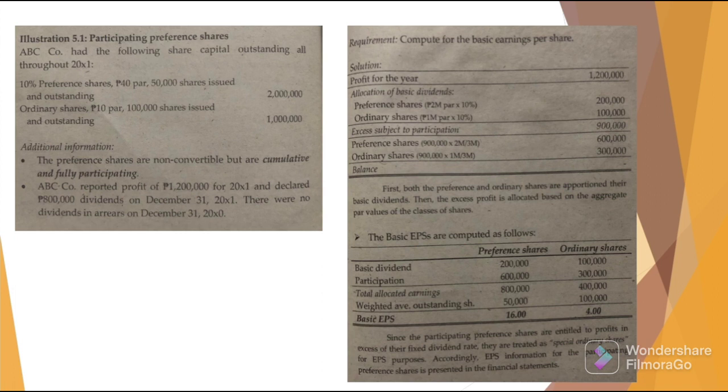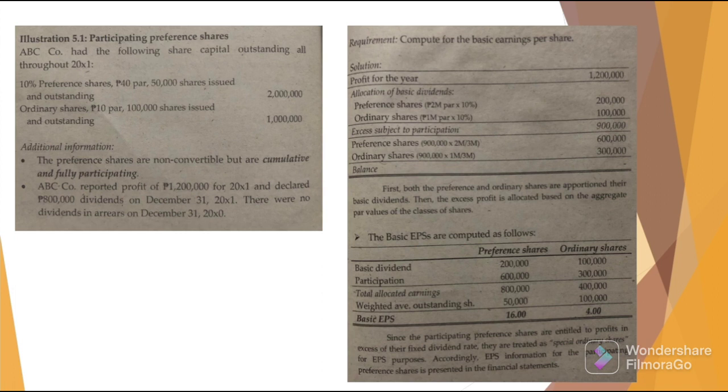Ngayon, para naman mahati yung participation ng preference shares and ordinary share, kailangan din natin silang computein. For the preference shares ng participation, yung 900,000 ng excess subject to participation is ita times mo doon sa 2 million na preference share. Then, over 3 million. Saan galing yung 3 million? Yung 3 million galing siya doon sa may preference shares plus ordinary shares na 2 million and 1 million. So, pinag-plus lang siya.